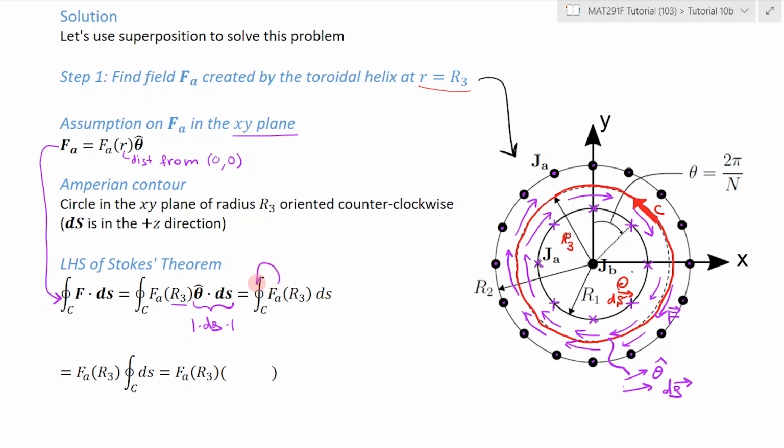Next, I took this out of the integral because this guy has been evaluated at r equals R3, so now it just becomes a constant, right? It's no longer a function of anything. This is here, and then we have this integral that's left, and this is the expression for the length of this contour, which is equal to 2 pi R3, because it's the circumference of the circle. This is how you simplify the left-hand side.